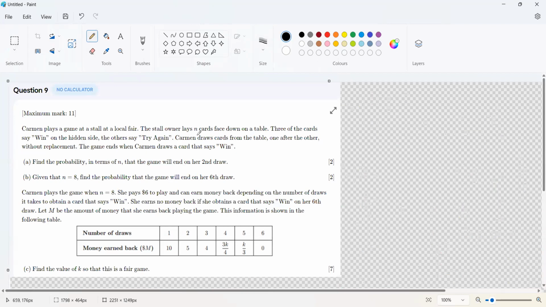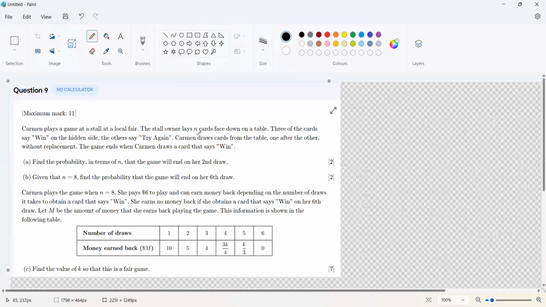This is from your probability and distribution. Read the questions, try to understand. Carmen plays a game in the stall at the fair. The stall owner lays cards face down on the table. Three of the cards say win, the others say try again. Carmen draws cards from the table one after the other, without replacement.